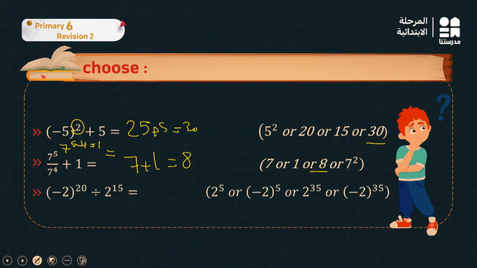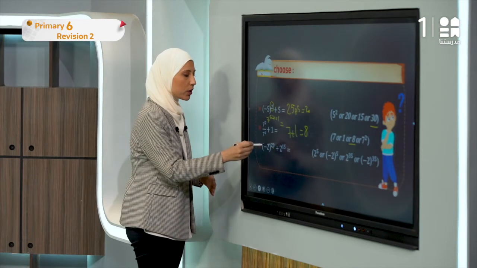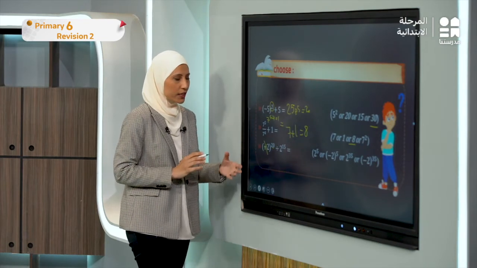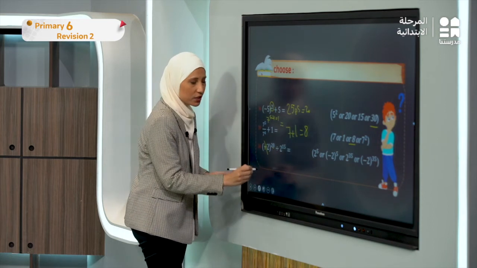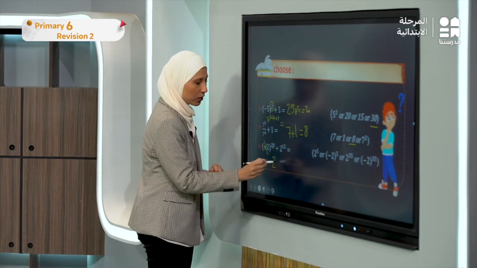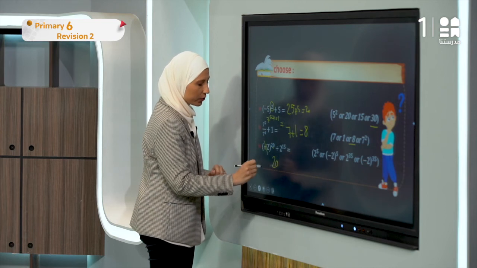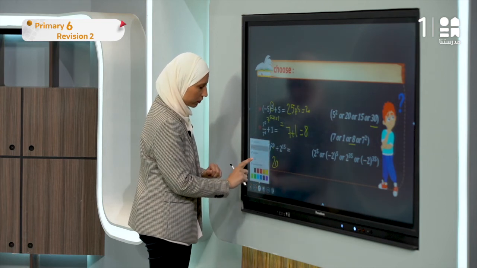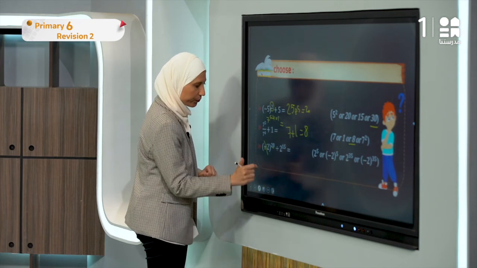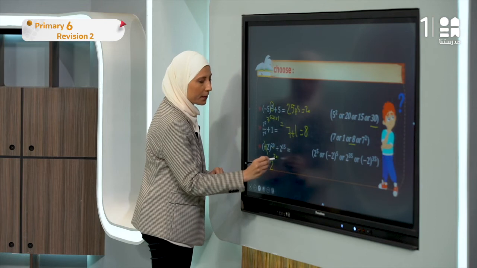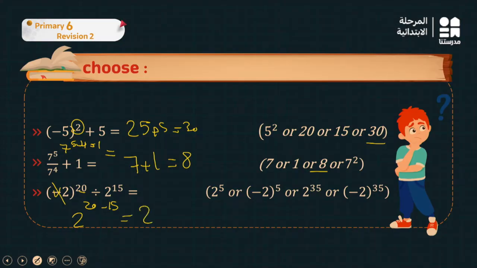I have -2 to the power of 20 divided by 2 to the power of 15. Okay. First of all, I have -2 to the power of 20, but 20 is an even power. This is even too, so I am going to cancel the negative. So it will be 2 to the power of 20, positive base. I am going to write 2, power 20 minus 15. So 2 base, 20 minus 15 equals 5. So 2 to the power of 5 is my right choice.